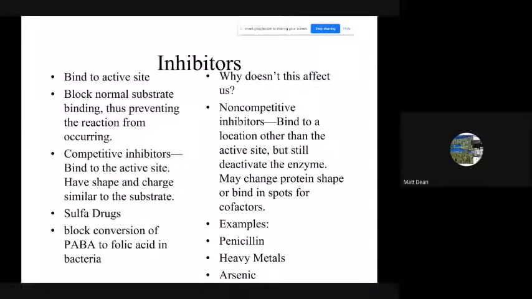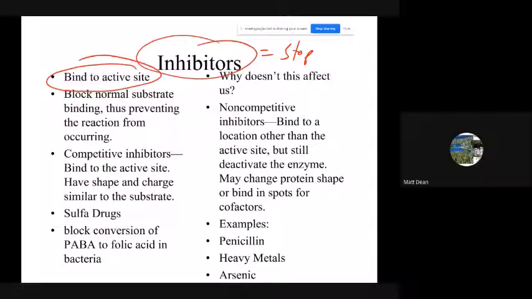All right, there are also these chemicals called inhibitors. We know inhibit means to stop. So inhibitors are substances that bind to enzymes and stop them from working correctly. Some of them bind to the active site, and therefore they block the substrate from binding there, and they prevent the reaction from occurring. These kinds of inhibitors are called competitive inhibitors. Again, they bind to the active site, they block the substrate from binding there, and therefore they stop reactions from happening. There are certain drugs called sulfa drugs that work this way.